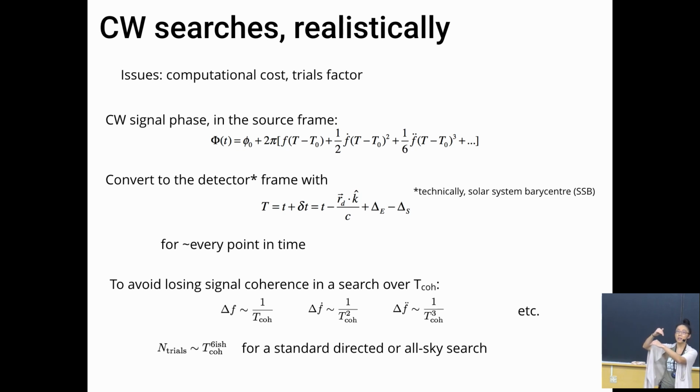But if your signal looks like this, and your waveform looks really different, then as time goes on, you're going to get farther and farther away from the true signal, right? And you want to avoid that. So you want to make sure that your signal maintains coherence.